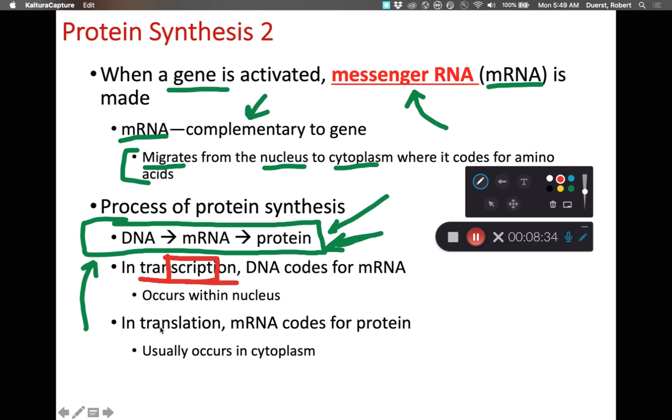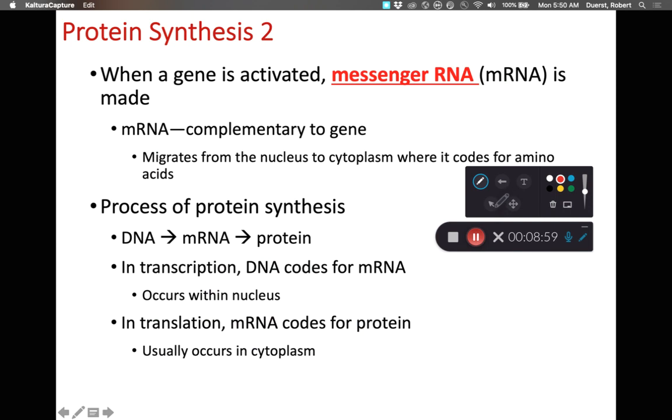Translation is the second step. This is when we go from one chemical language to another chemical language. You translate, kind of like going from English to French or from Spanish to Russian. In this case, we go from a nucleic acid, messenger RNA, to an amino acid sequence, which is going to be our protein. And translation is almost always going to occur within the cytoplasm.